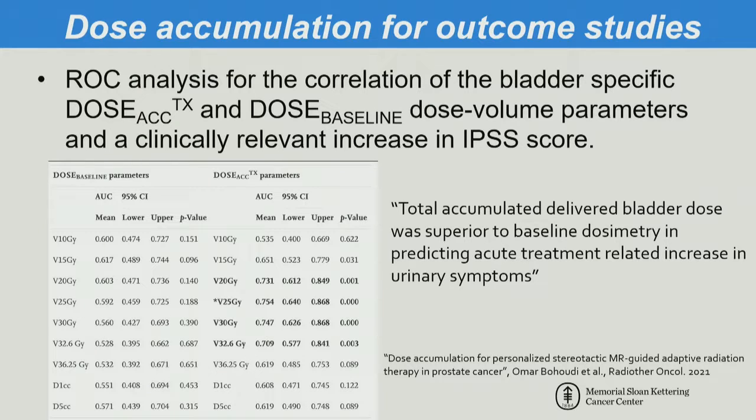For outcome studies, I think many outcome studies are based on the planned dose and the toxicities that were observed in the patients. But with dose accumulation, in this case, for example, this group presented that the total accumulated delivered bladder dose was superior to baseline dosimetry in predicting acute treatment-related increase in urinary symptoms. So something really to take into account once we have good methods for dose accumulation.